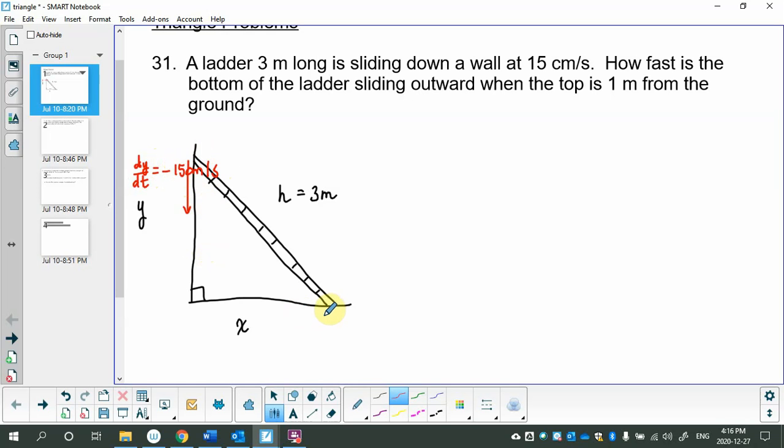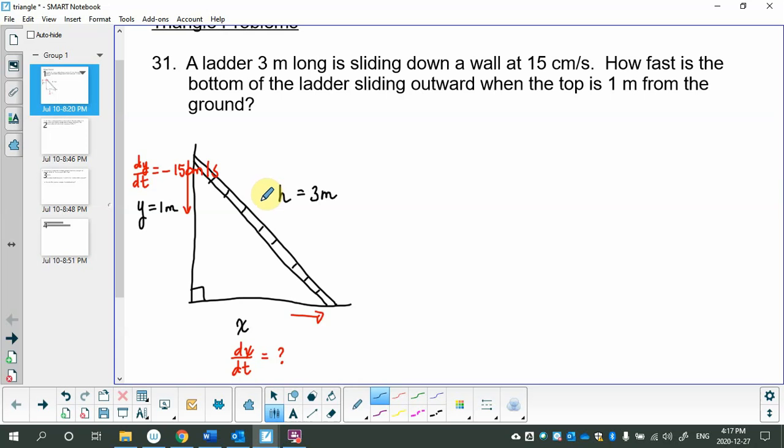The question says, how fast is the bottom of the ladder sliding outward? So the question, as in the thing I'm going to give the question mark, is this, and that is sliding outward when the top is 1 meter from the ground. So that means the ladder's top is 1 meter from the ground, and I get to say that this is 1 meter.